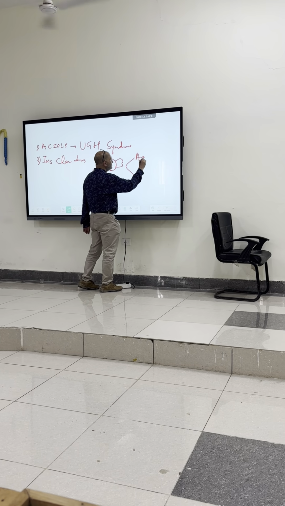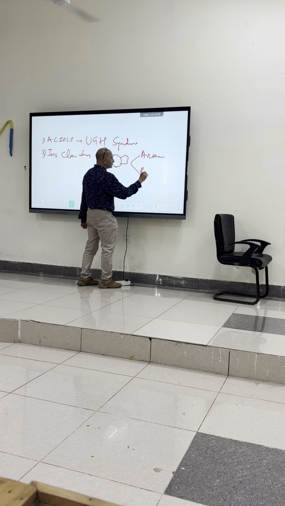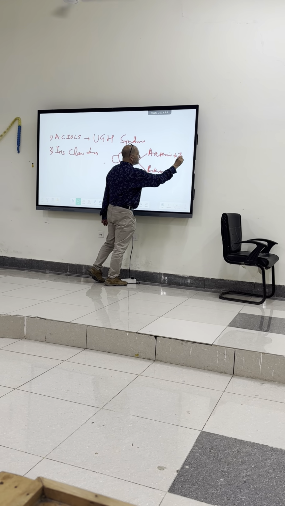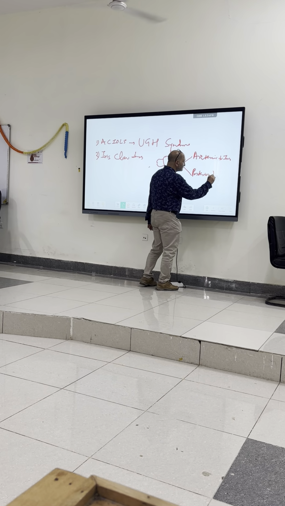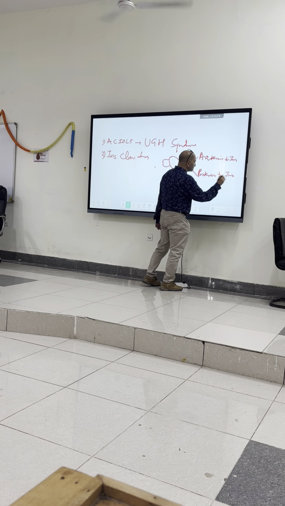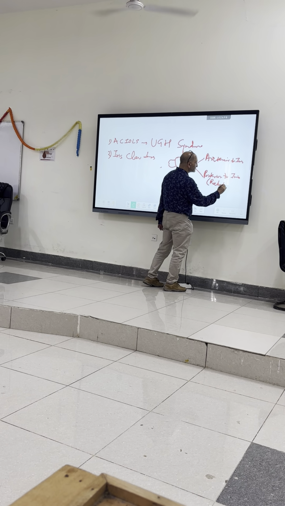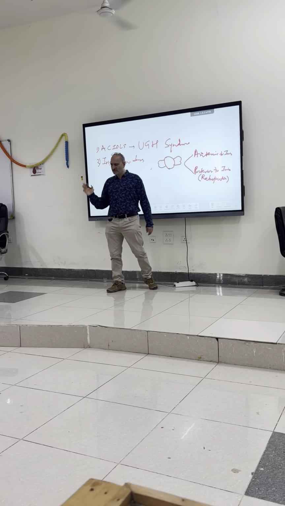So anterior and posterior. Anterior to the iris is anterior fixation. Posterior to the iris is retrofixation. You understand it? What I've done?